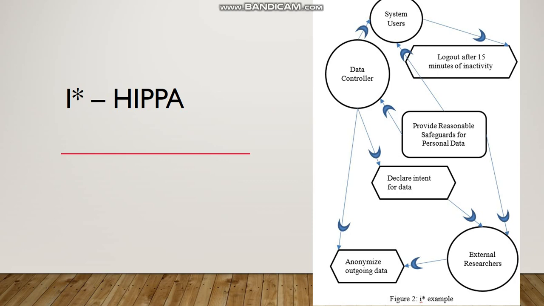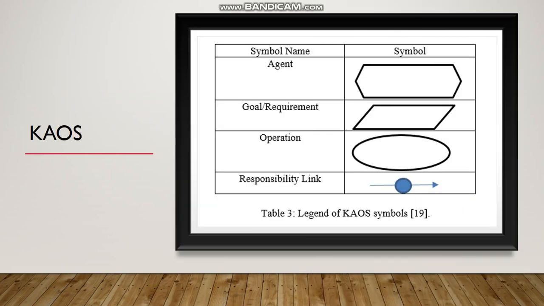Now we're going to do chaos. The aim of chaos is to build models and derive requirements documents. In a chaos model, each goal is justified by at least one other goal. The purpose of this is to show why goals have been introduced into the system.